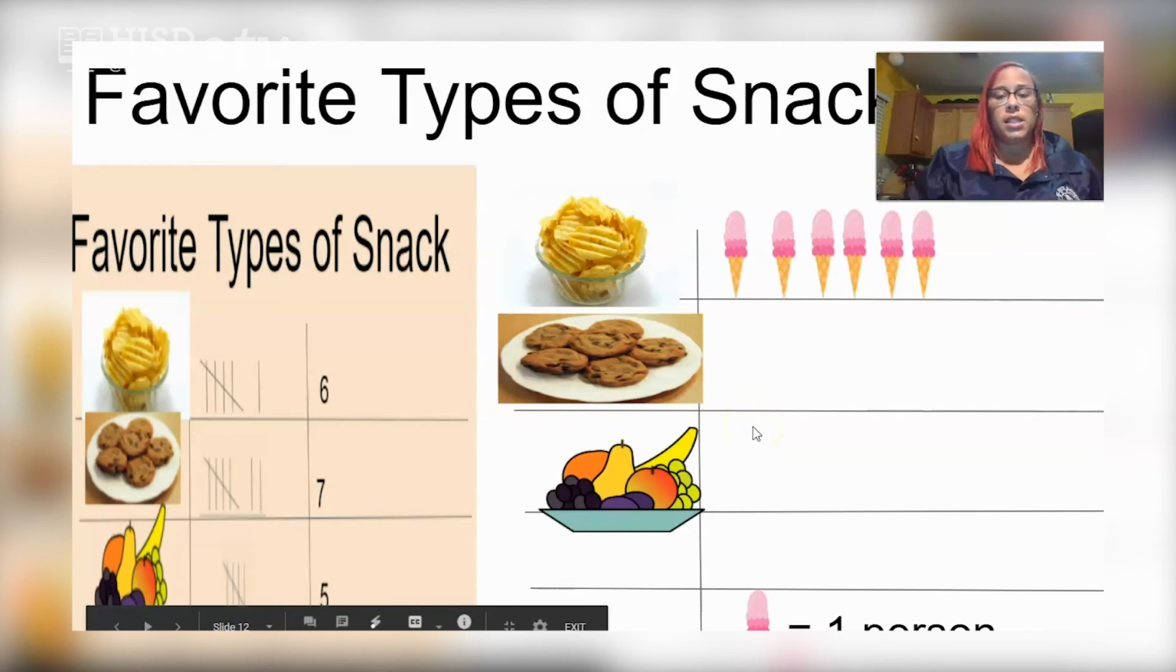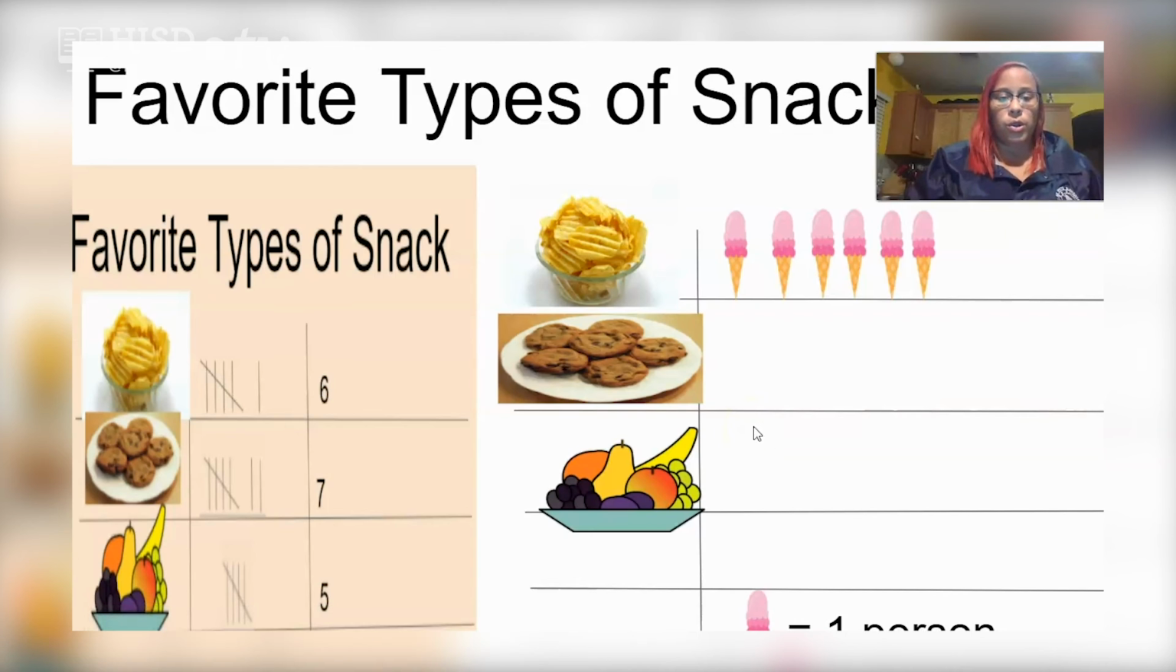What about cookies? For cookies, boys and girls, look at the tally chart. How many people chose cookies? That's right, 7 people chose cookies. So how many symbols do I need for cookies? You guessed it, I need 7 ice cream cones to represent 7 people. Count with me. 1, 2, 3, 4, 5, 6, 7.